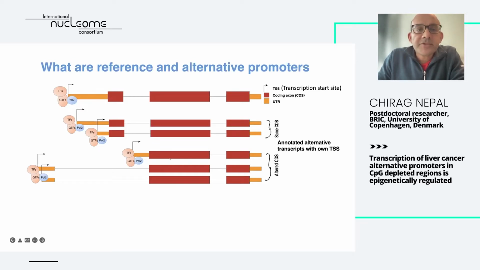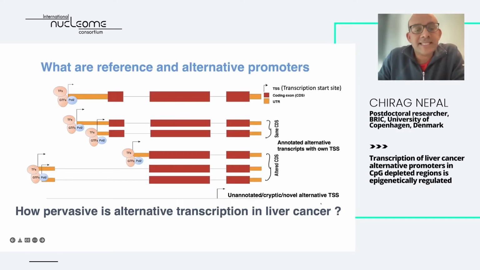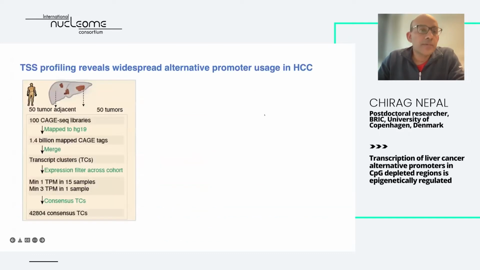But when we look at the sequencing data, we know that in addition to the annotated multiple transcripts, there are many transcripts that are unannotated, which people call unannotated, cryptic or novel alternative TSS. So the question that I was interested in is how pervasive is this alternative transcription in liver cancer, and how are they regulated? To understand how much alternative transcription is used in liver cancer, we started to analyze the CAGE data from human HCC patients.